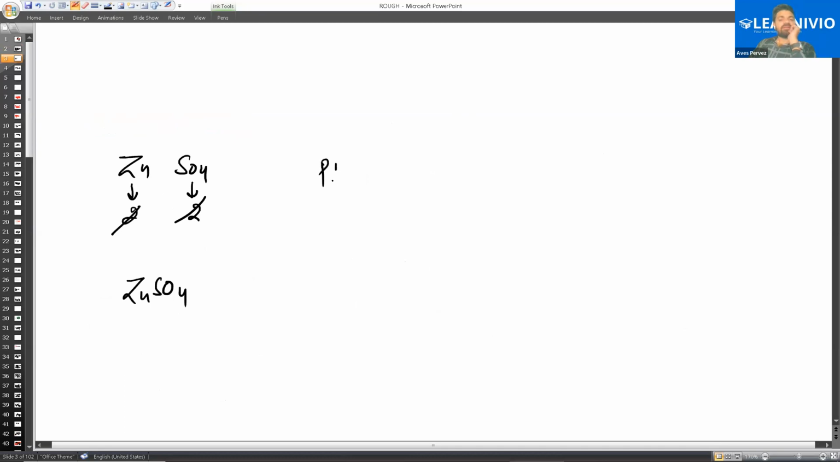Then lead nitrate. Lead has valency 2 and nitrate ion has valency 1. You cross multiply. 1 never multiply, we don't write Pb1. It will not be considered. Pb, and then since 2 is going to multiply with this nitrate ion, so we'll write it in the whole bracket because it is a polyatomic ion. So this is lead nitrate.